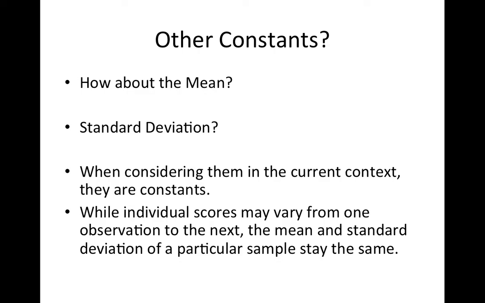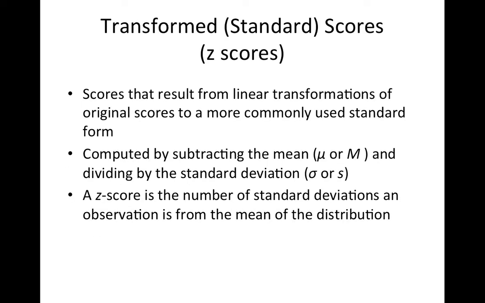When talking about transformations, the mean and the standard deviation of a sample are considered to be constants. Now, that leads us to a special form of transformation. The reason I've introduced mean and standard deviation is because when we use the mean and the standard deviation in transforming scores, we arrive at something we have a special name for. We call it a z-score.